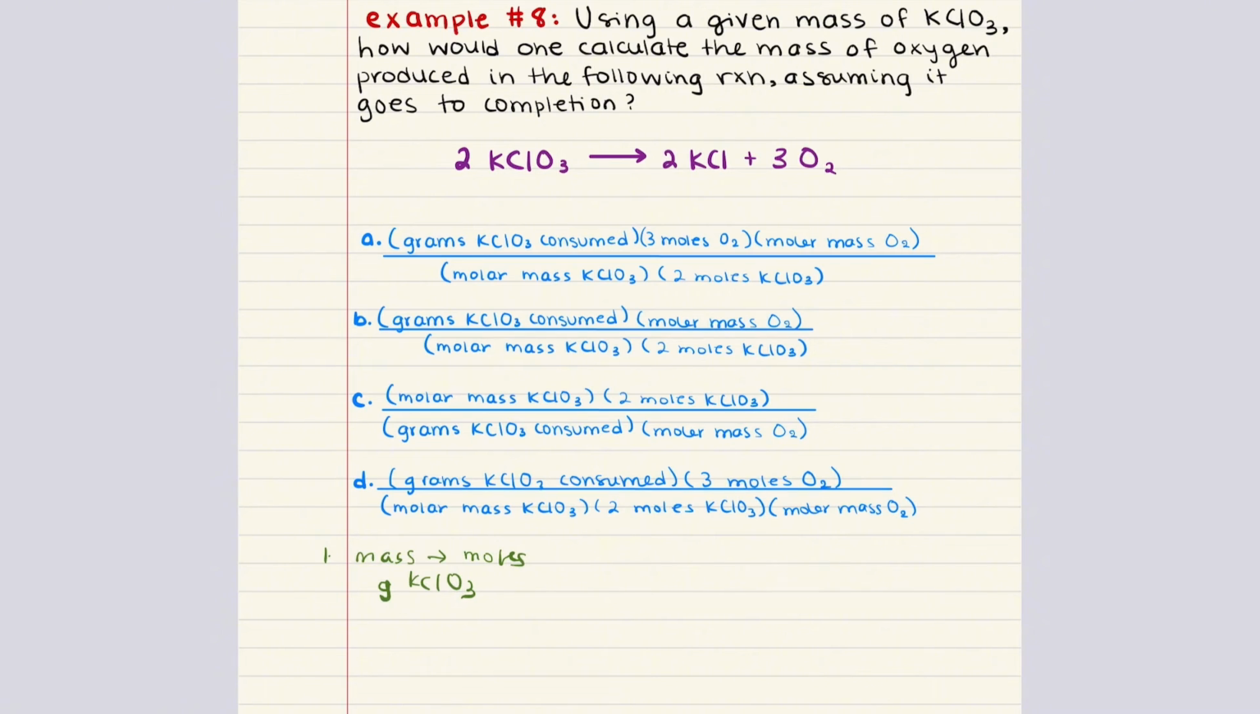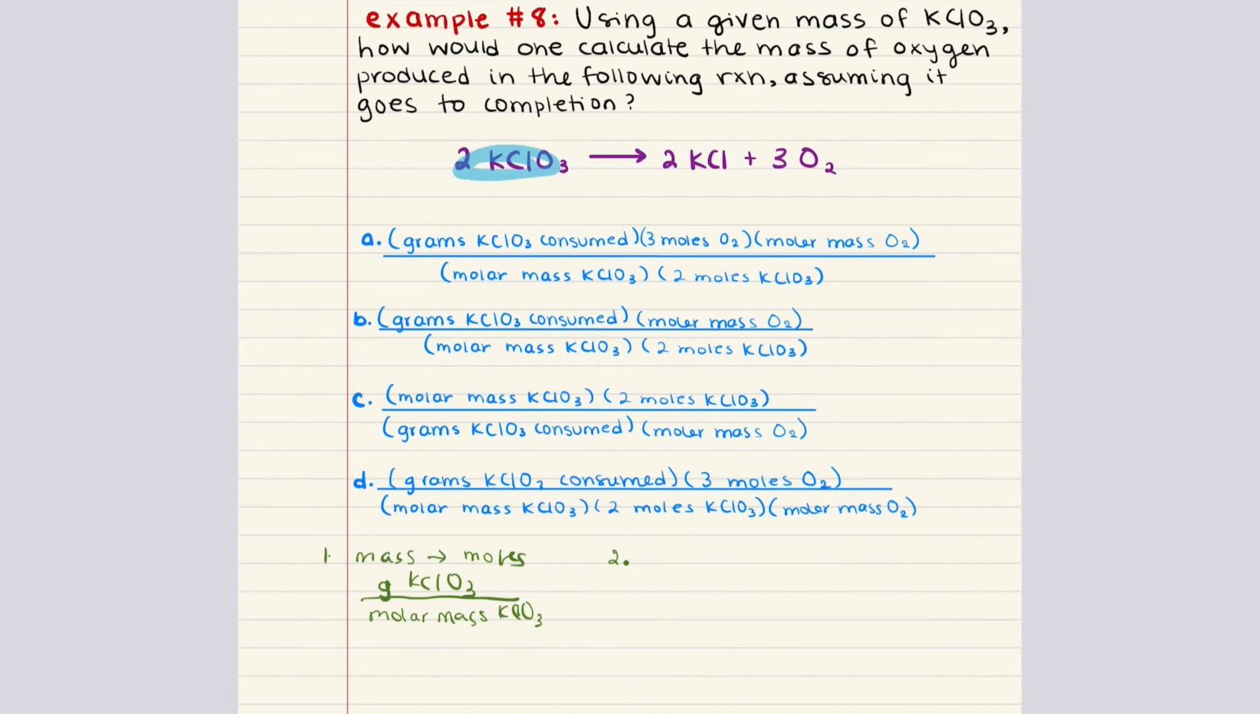And in order to do that, we're going to take the grams of potassium chlorate, we're going to divide it by the molar mass of potassium chlorate. So that's our first step, convert from mass to moles of potassium chlorate. Then the second step here is we're going to have to use the stoichiometric ratio from the balanced equation to convert moles of potassium chlorate to moles of oxygen gas. We get that from the balanced chemical equation.